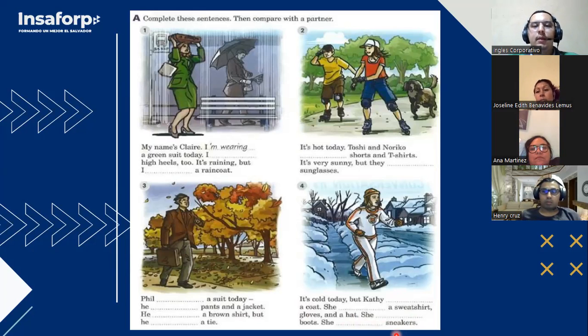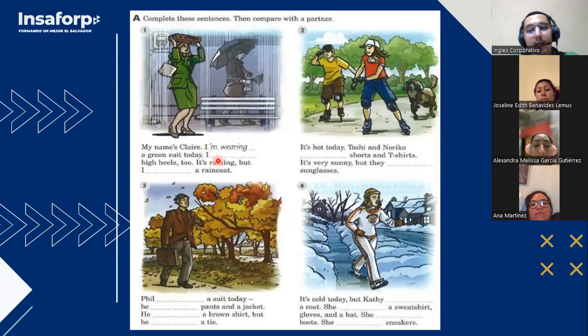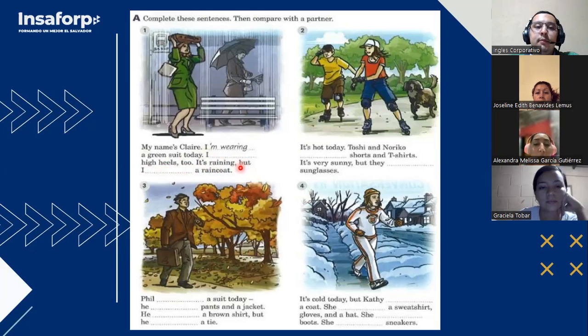Okay, we were observing what the exercise that we have for today might be about. And okay, guys, how can we continue right here? My name's Claire. I'm wearing a green suit today. I am ready. Or I'm. You can use I am or I'm. I'm wearing high heels too. It's raining, but I'm not wearing a raincoat.